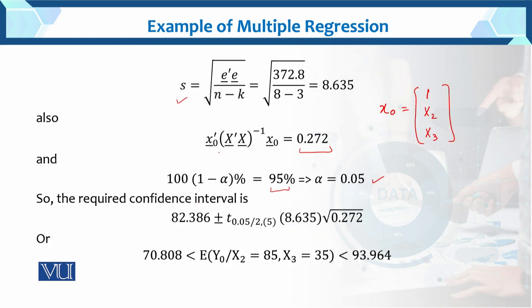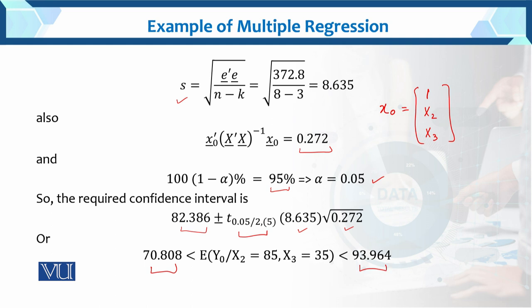This is the x naught beta cap, 82 point this plus minus t alpha by 2. 2 and 5 is the degree of freedom. Then this is the S value and here is the value of 0.272. So final isko humne find kiya. Find karne ke baad ye aapke paas table value previous humne li hai. Then usko multiply kiya. Minus mein kiya to low limit aa gayi hai. Plus hum karenge to humare paas upper limit aa jayegi.